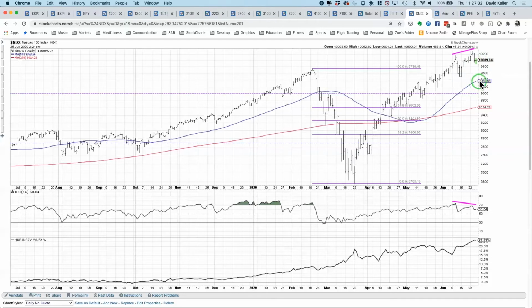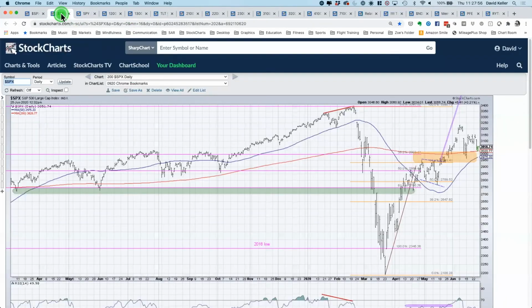You'll also notice the 50-day moving average lines up pretty well, it looks like, with that 9,500 level. So on any sort of pullback, if we do get this follow through to the downside, that's certainly where I'd be looking for at the very least short-term support for the Nasdaq 100. And a break below the 50-day, a break below 9,500, would validate this bearish divergence and suggest much further downside.